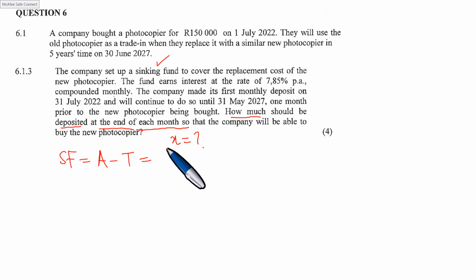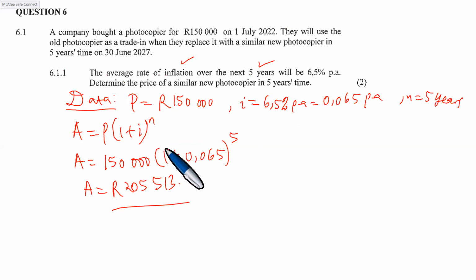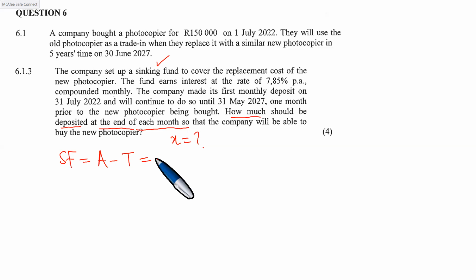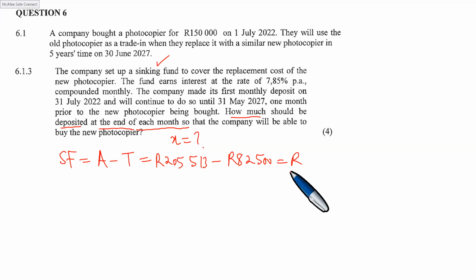What is the final amount? We got the final amount from the previous question A. We got it to be 205,513. So it is actually 205,513 minus T, the trade-in value. We got it from the previous question using the straight line reducing method, which is 82,500. We subtract these two. What answer are we getting? 123,013.